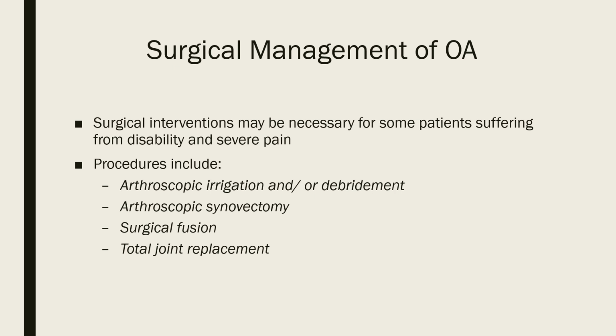Surgical interventions may be necessary for some patients suffering from disability and severe pain, and these procedures will include arthroscopic irrigation and or a debridement, arthroscopic synovectomy, a surgical fusion, or a total joint replacement.